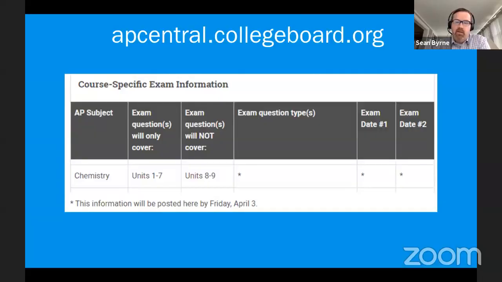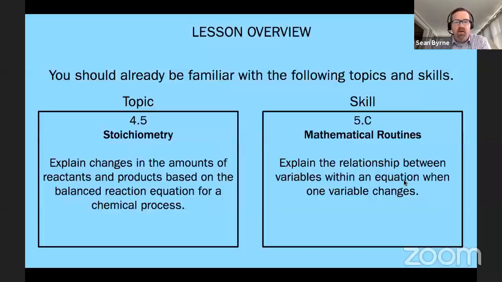Stoichiometry never leaves the conversation when we're talking about chemistry, and so we'll have some simple stoichiometry problems today, but we're again laying the foundation for what you will do tomorrow. So make sure that these mathematical routines are good habits for you starting today so that you'll be able to take them out for a ride tomorrow when the math gets a little bit more challenging.